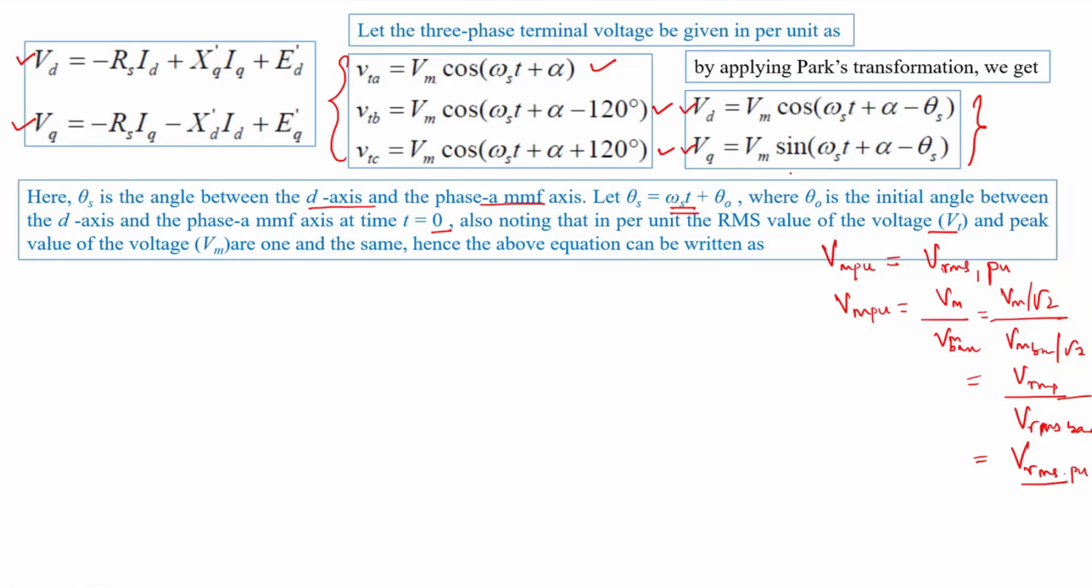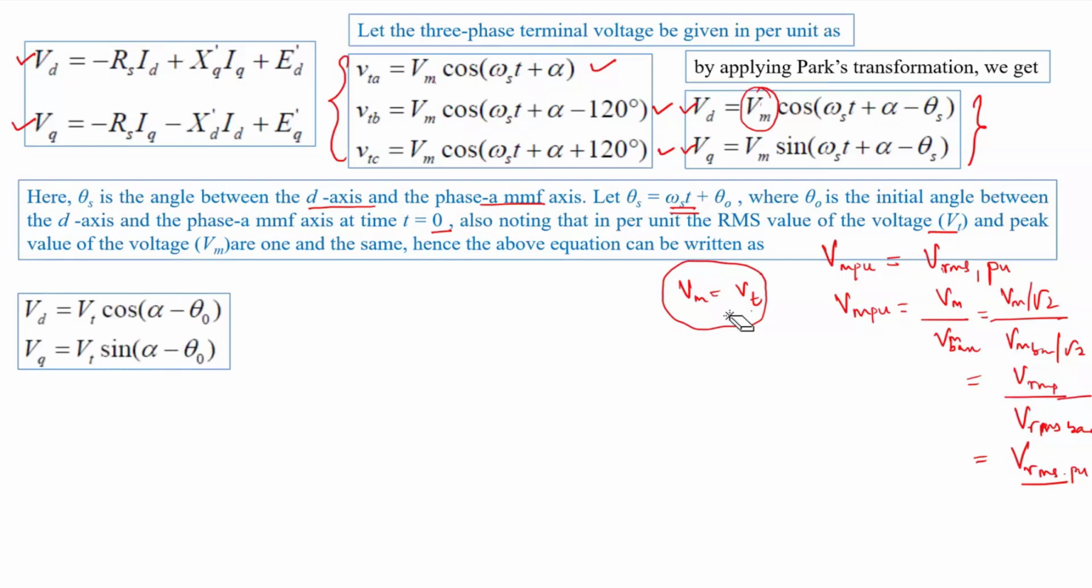Because we are doing all this analysis in the per unit system, instead of Vm per unit, I can substitute Vt also, because Vm is equal to the RMS value of the terminal voltage in per unit. Therefore, Vd becomes equal to Vt cos(alpha minus theta naught), and Vq becomes Vt sin(alpha minus theta naught).